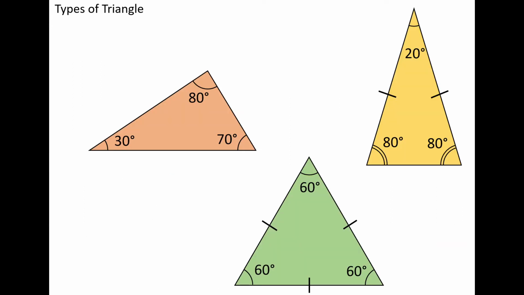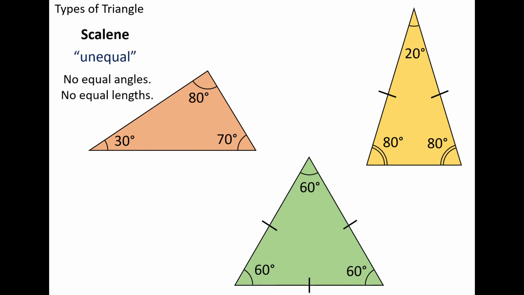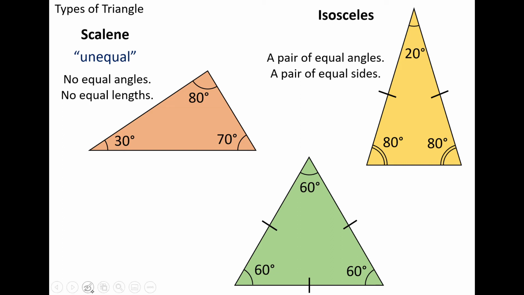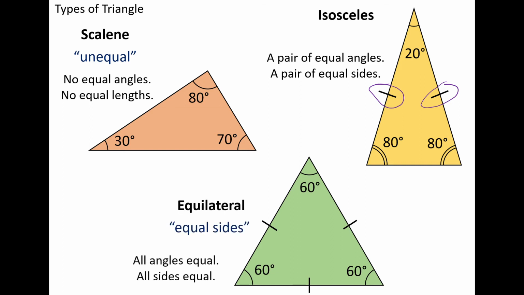So we have our different types of triangle. The first type of triangle we have is a scalene. Everything is unequal, no equal angles, no equal lengths. We have an isosceles, where we have a pair of angles that are the same and a pair of equal sides. And the equal sides you should be able to see are indicated by these little lines here. And our third type of triangle is our equilateral, which means all the sides and all the angles are equal. Again, if you haven't got this in your notes jotter, you might want to pause the video and copy this into your notes.